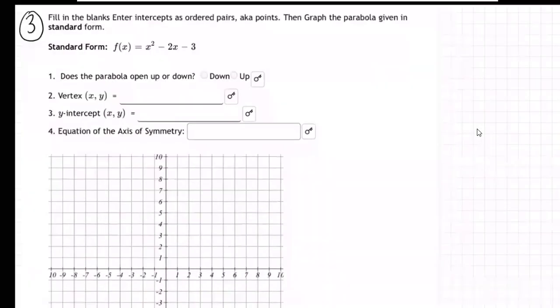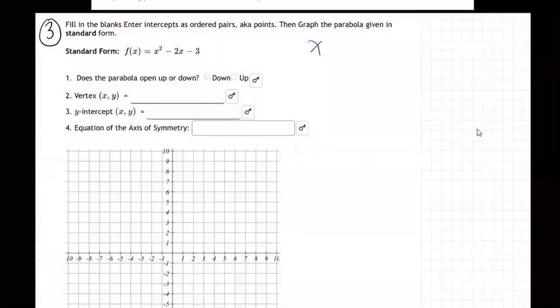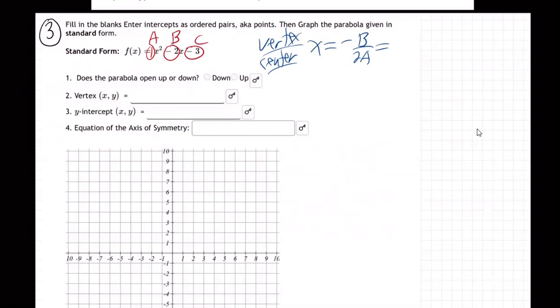So you got to start with x equals negative b over 2a to find the vertex, which is also called the center. Now, what's the a, b, and c? Well, the a is 1. The b is negative 2. The c is negative 3. The a, b, and c are the numbers in front of the x squared, the x, and the number at the very back.